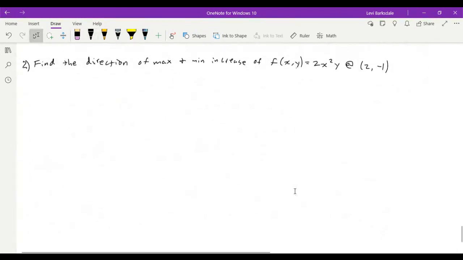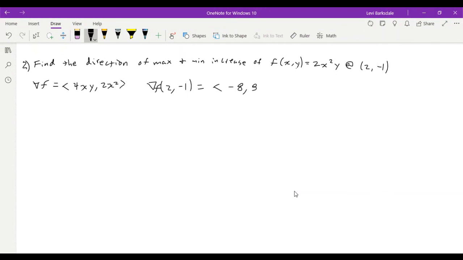All right, for this final problem, we need to figure out the direction of maximum and minimum increase of f of x, y. First off, let's calculate the gradient. That would be 4xy, 2x squared, and at the point (2, 1), we get a gradient of (-8, 8).